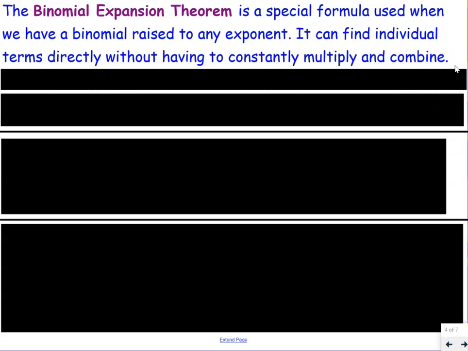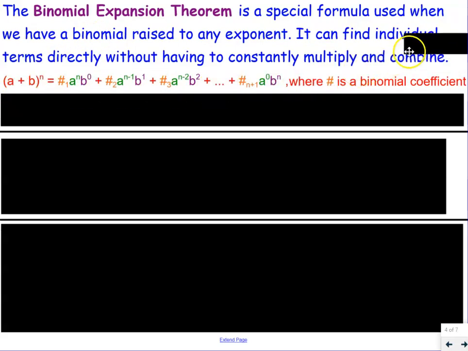So the binomial expansion theorem is a special formula used when we have a binomial raised to an exponent. It can find individual terms directly without having to constantly multiply and combine. And you'll see what I mean when I do the problems. Here's the formula. Again, it looks complicated, but don't worry.